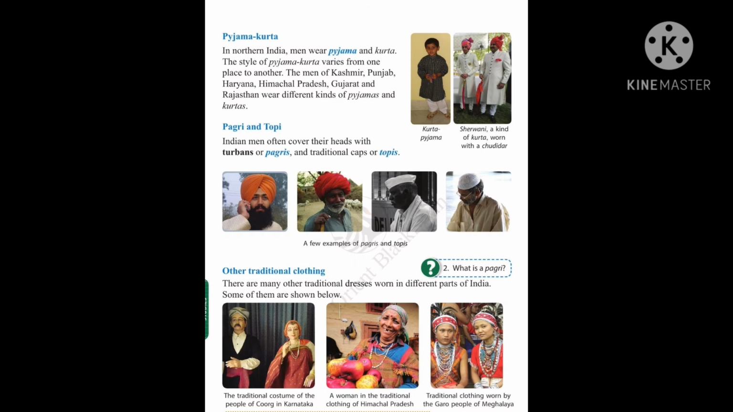Other traditional clothing. There are many other traditional dresses worn in different parts of India. Some of them are shown below. You can see in first picture the traditional costume of the people of Coorg in Karnataka. In second picture, a woman in the traditional clothing of Himachal Pradesh. Third picture shows traditional clothing worn by the Garo people of Meghalaya.